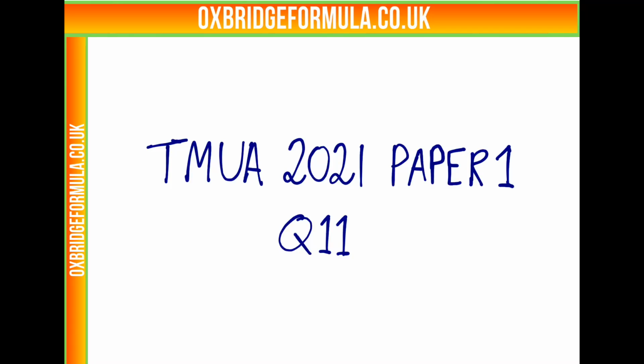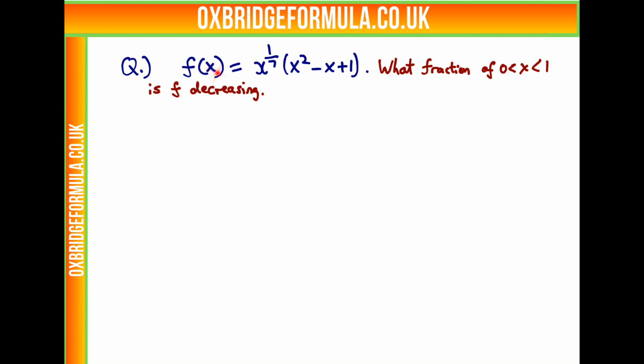This is TMUA 2021, Paper 1, Question 11. We're given the function f of x, which is x to the power of 1 over 7, all multiplied by x squared minus x plus 1. We also want to work out what fraction of the interval x between 0 and 1 our function f is decreasing. So how might you go about this? We'll try and work out where f is decreasing, and then after that, let's compute our fraction.